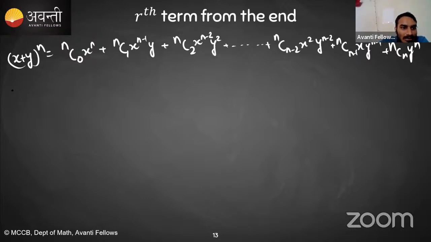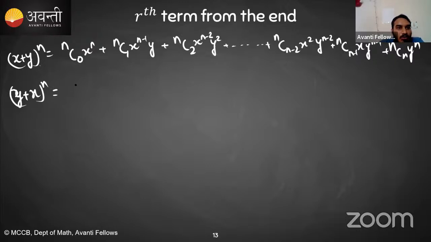Now quickly let's try to expand this term, (y + x)^n. Right, (y + x)^n, what would it be? As you can see, (x + y)^n and (y + x)^n are exactly the same, so the expansion of this and this will be exactly the same.